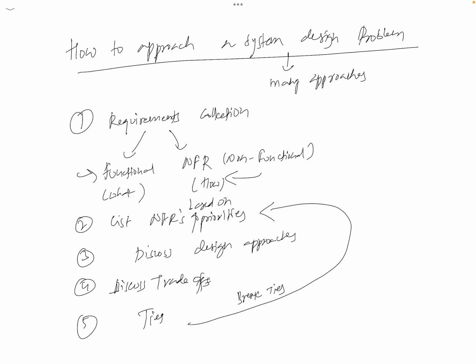So this is how we can approach a system design question systematically. It all starts with gathering the functional and the non-functional requirements, then listing out the NFRs based on the priority, and then based on the gathered requirements, discussing the various design approaches. And since we have multiple design approaches defined, we'll be discussing the trade-offs, the pros and cons of each design approach. And if there are any ties between the design approaches, we would break those ties by the list we obtained in step number 2.